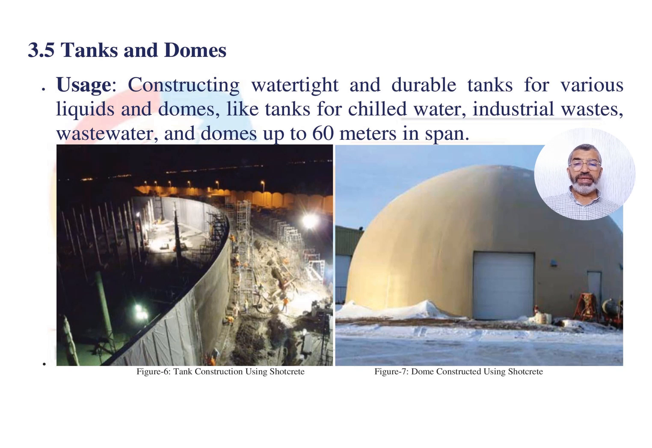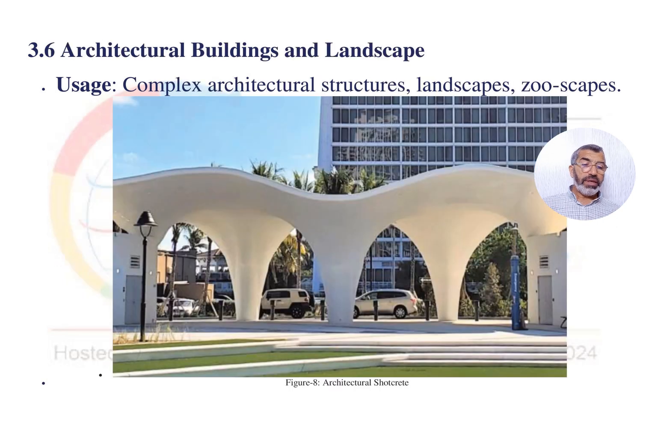Another application is for constructing tanks and dams, as you see here in figures 6 and 7. The shotcrete here produces watertight and durable tanks for various liquids and also for dams. Tanks are also used for storage of chilled water, industrial wastes, and wastewater, and the shotcrete process can be used for constructing dams up to 60 meters in diameter.